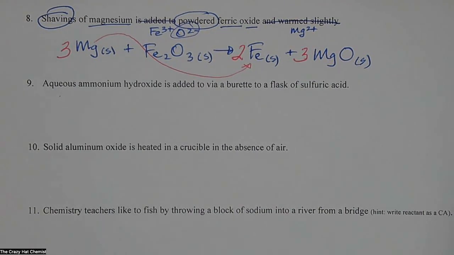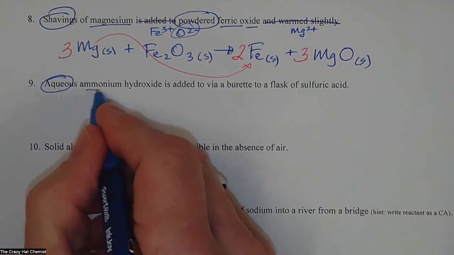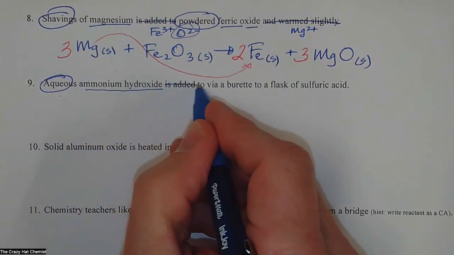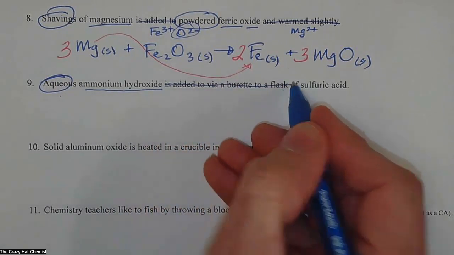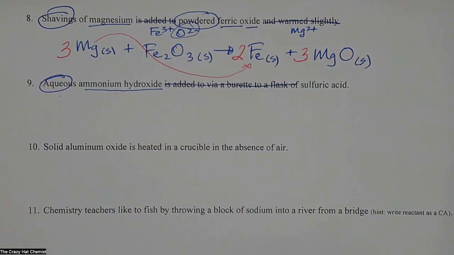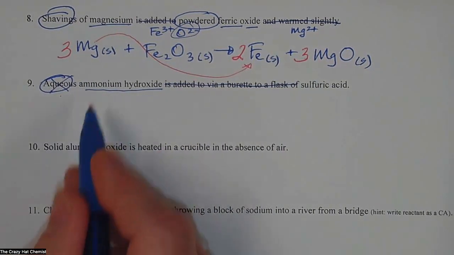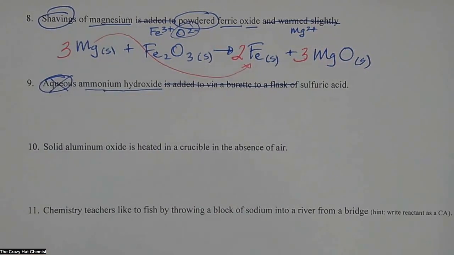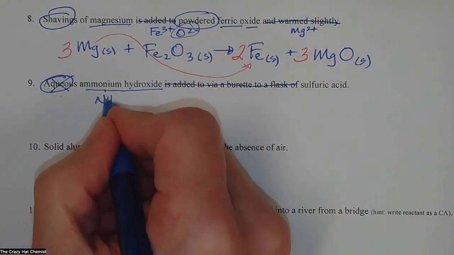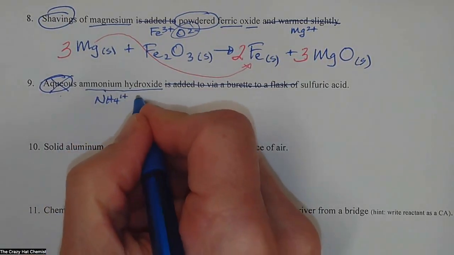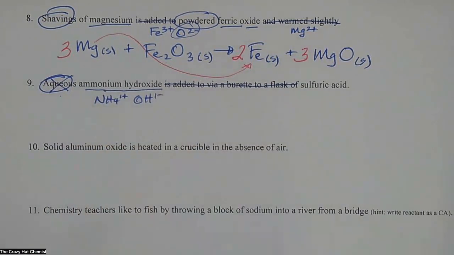Number nine. It says aqueous ammonium hydroxide is added via a burette to a flask of sulfuric acid. Okay, so aqueous means that it's in solution, although you didn't actually need the word aqueous because anything with ammonium ion is certainly aqueous. So this is ammonium ion. It is the only polyatomic cation that there is, and then hydroxide.